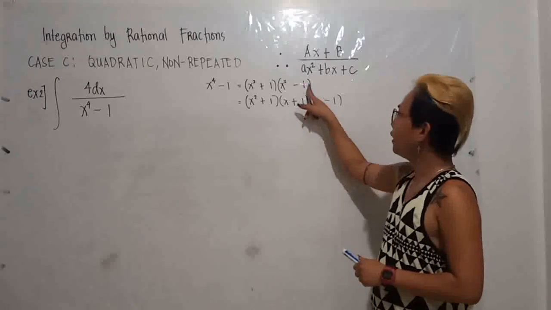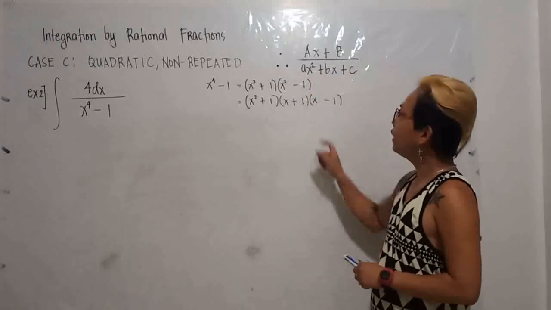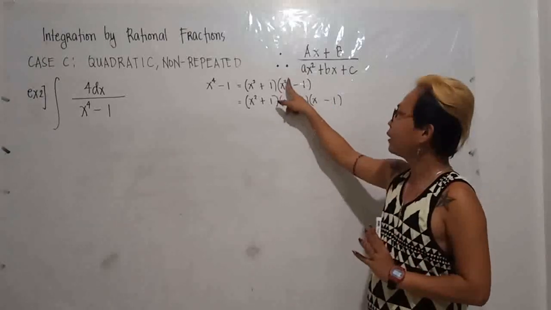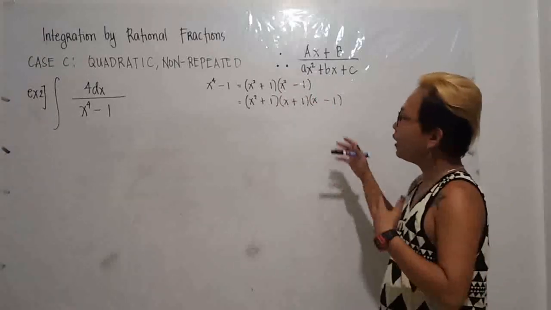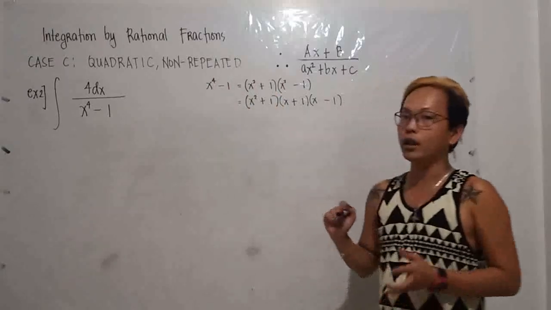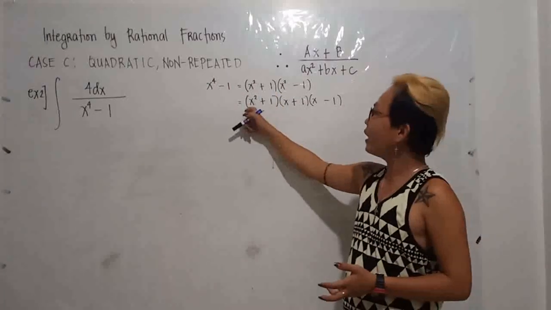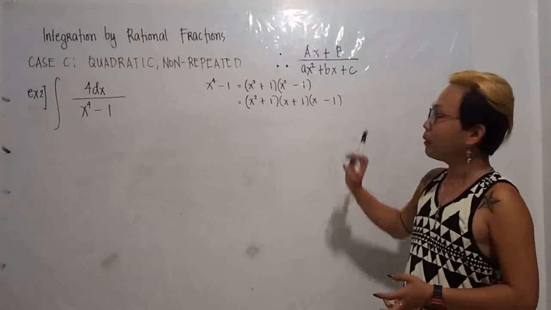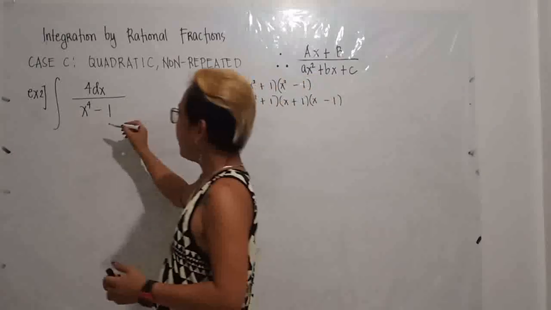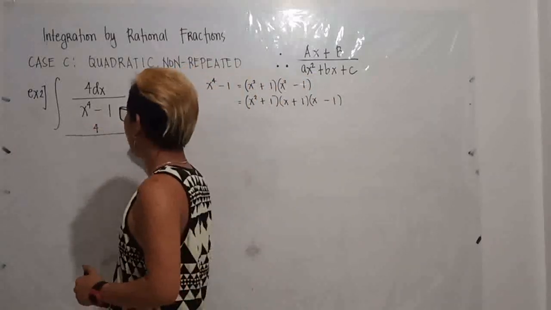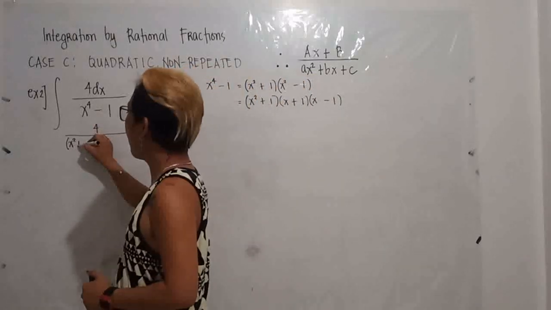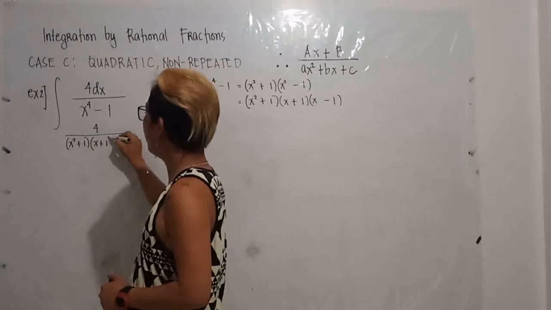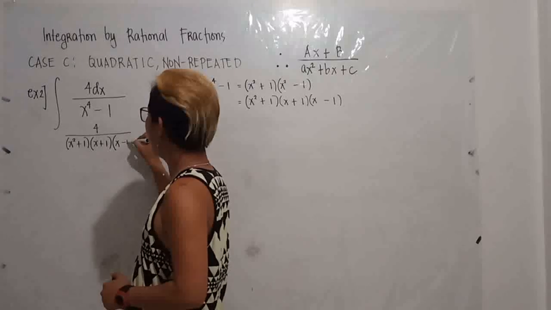This is x squared, then this is negative 1, this is positive x, and this is negative x. So they cancel. What remains is just x squared minus 1. So instead of having x raised to 4 minus 1, our denominator now is x squared plus 1 multiplied to x plus 1 and multiplied to x minus 1. So our equation now is 4 over x squared plus 1 multiplied to x plus 1 multiplied to x minus 1.